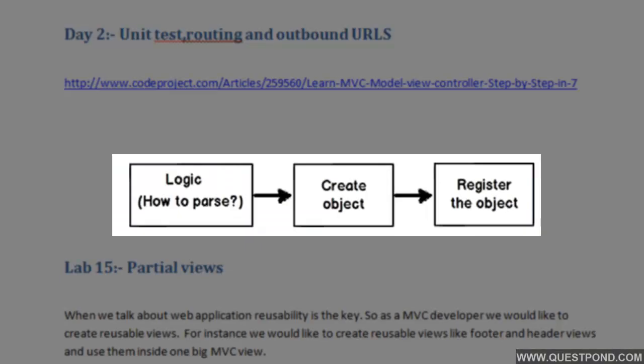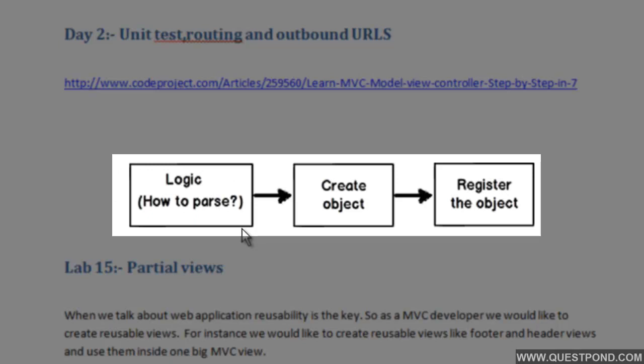Before we start writing logic for our view engine, let's first define the overall steps needed to create a view engine and to register that view engine in the MVC view collection. The first thing we need to write is a class file which will have the logic of how to parse the view engine. As we said previously, in our view engine we are going to have a simple tag where we'll write date and time, and it will display the date and time. So the first step is to create a class file which will have the logic to parse this date and time tag.